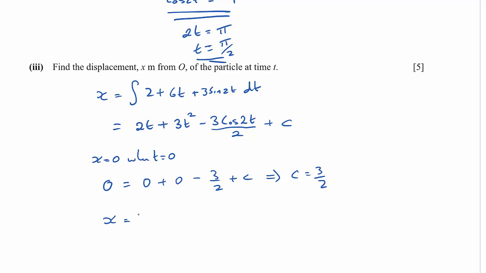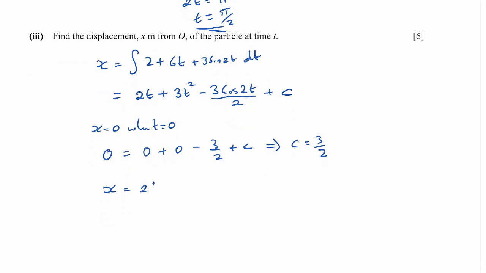So x is going to be 2t plus 3t squared minus 3 cos 2t over 2 plus 3 over 2.